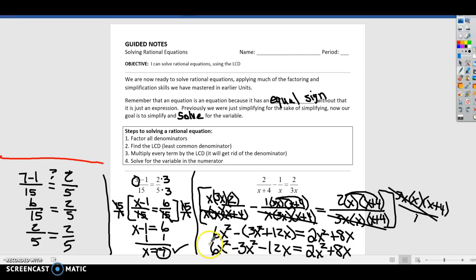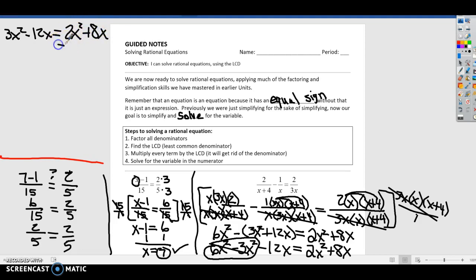Since I have 6x squared and negative 3x squared on the same side, 6x squared minus 3x squared is just 3x squared. So that's done, brought up. And then I have minus 12x is equal to 2x squared plus 8x.